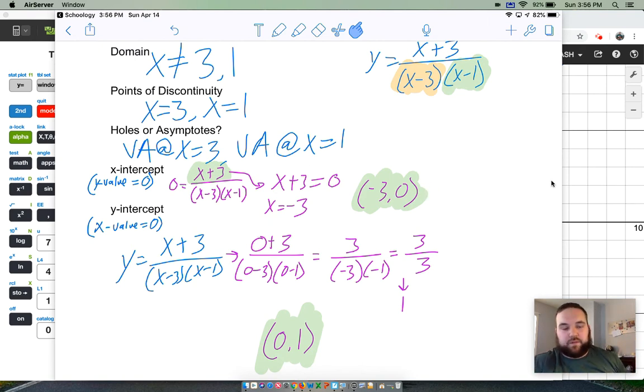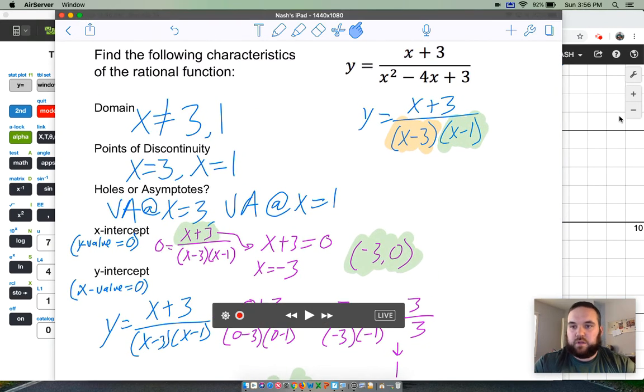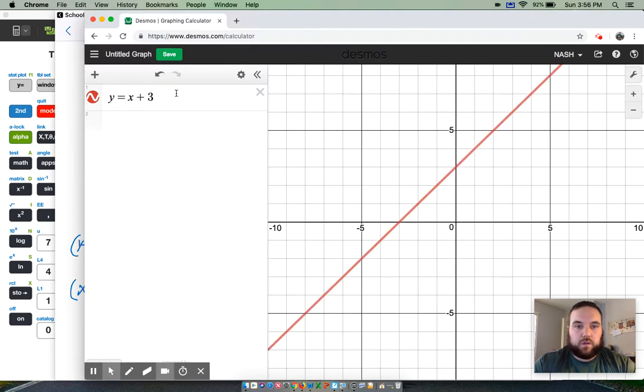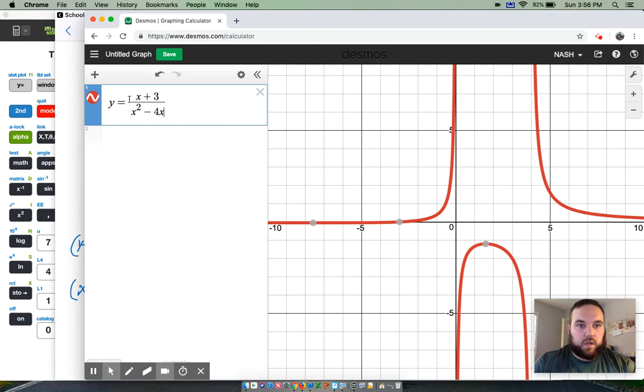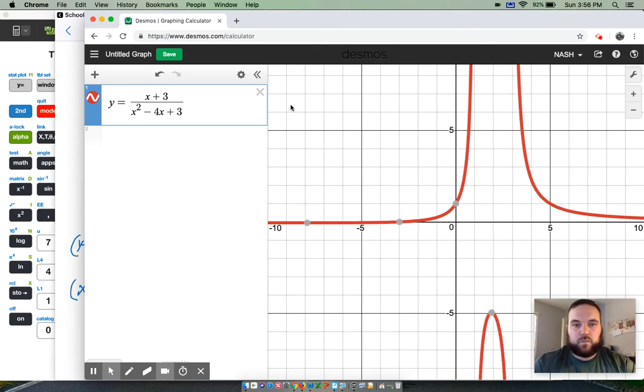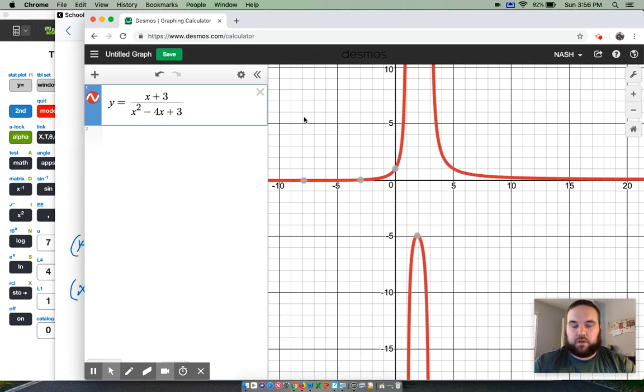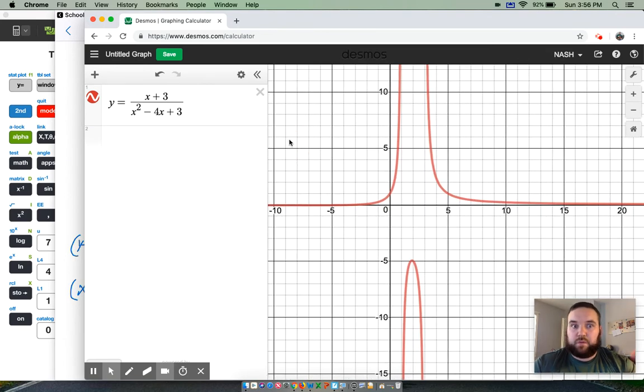I'm not going to ask you to graph this today, but I kind of wanted to show you what this all looks like. So our original function was y equals (x plus 3) over (x squared minus 4x plus 3). Okay, kind of a crazy looking graph here. It's actually got 3 different branches.